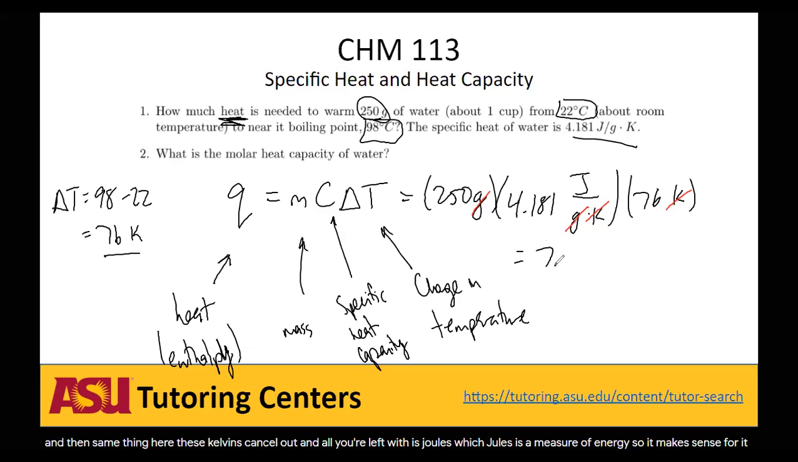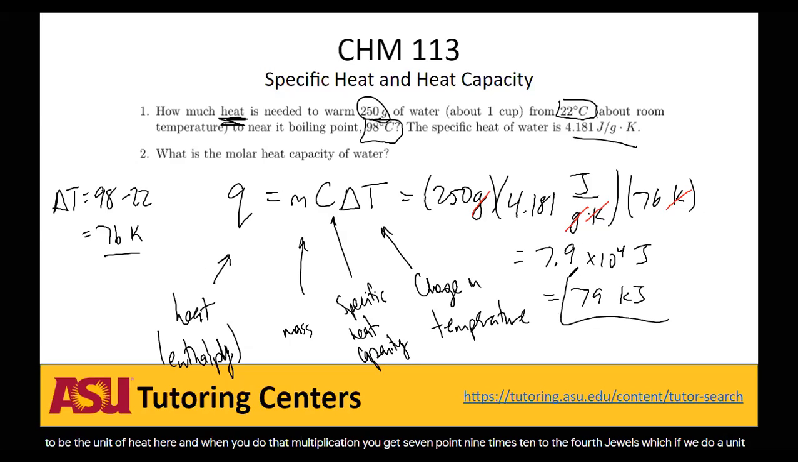And when you do that multiplication, you get 7.9 times 10 to the 4th joules, which, if we do a unit conversion to kilojoules, which is very common, we get 79 kilojoules. So that is how much heat energy you would need to warm up 250 grams of water from 22 degrees Celsius to 98 degrees Celsius.